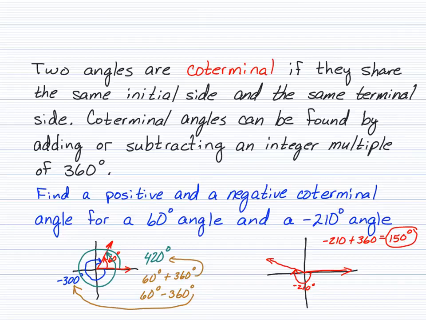Now we could also have started here, rotated to here, but then go another whole circle around. Well, that would be another 360 degrees. So that means we could take our original negative 210 and subtract another 360 degrees from that, which would give us negative 570 degrees. That would be a negative coterminal angle to the original.